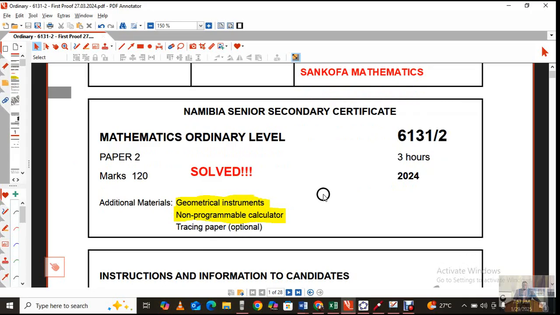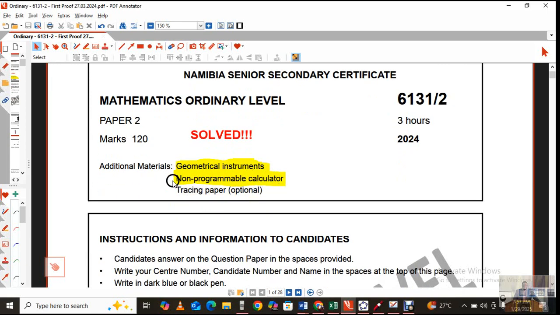Since it's indicated that you need geometrical instruments, you probably need to have a protractor, a ruler, a pair of compasses, a pencil ready, and all that stuff. The non-programmable calculator is always there. When they say something is optional, it always indicates that you don't really need it.